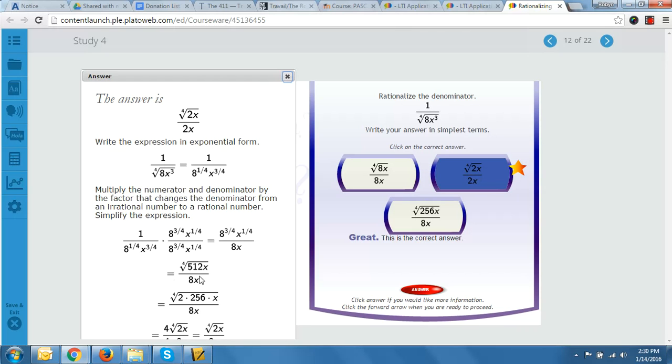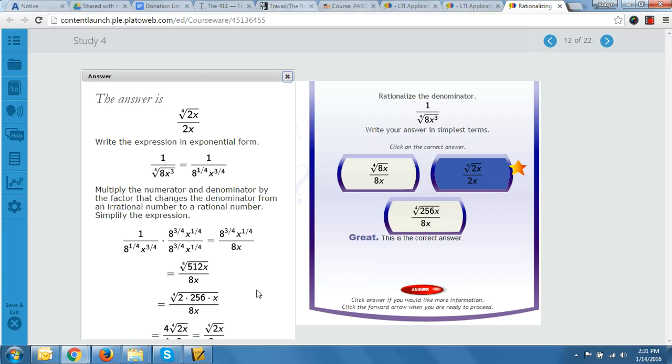Then our next step right here is 8 to the 3rd is going to give me 512. And then I'm making that all to the 4th power. So I'm making that back into the radical. And so I keep my x. And on the bottom, it just stays the same. I'm breaking up 512 into 2 times 256. And I still have that x there.